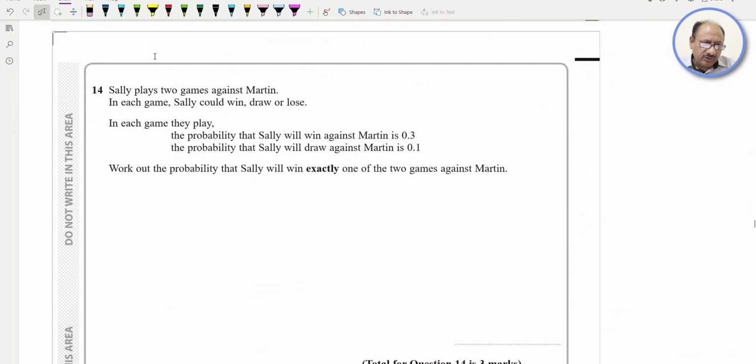Now question number 14. Sally plays 2 games against Martin. In each game Sally could win, draw or lose. So in each game they play, the probability that Sally will win against Martin is 0.3, and the probability that Sally will draw against Martin is 0.1. Work out the probability that Sally will win exactly one of the 2 games against Martin.